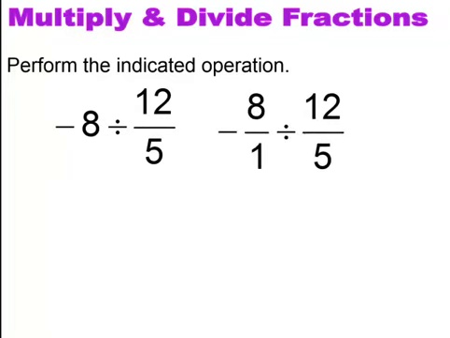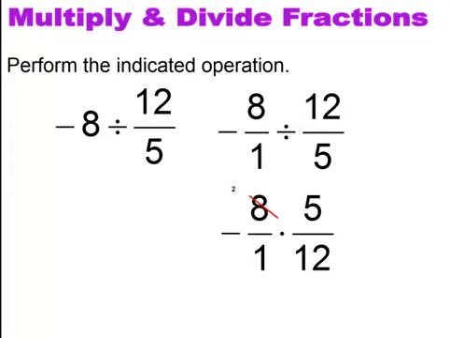So notice here that the whole number is in the first spot. We still need to put it over 1, but we're going to keep that the same. You're going to change it to multiplication, and you're going to get the reciprocal of the second fraction. Now you want to simplify here. You're going to simplify by dividing 4 out of 8 and 4 out of 12. So you end up with 2 and 3.